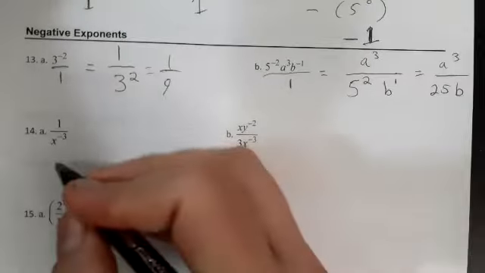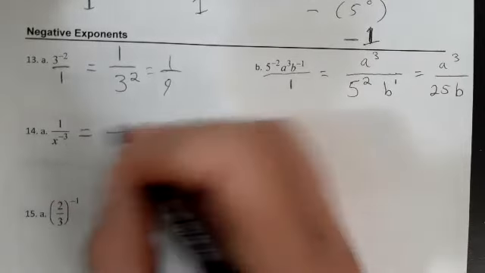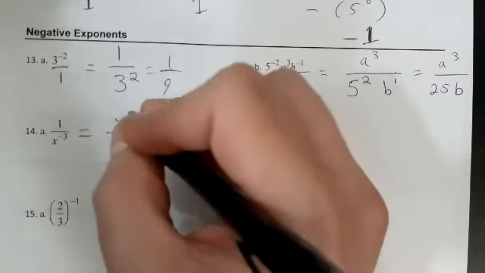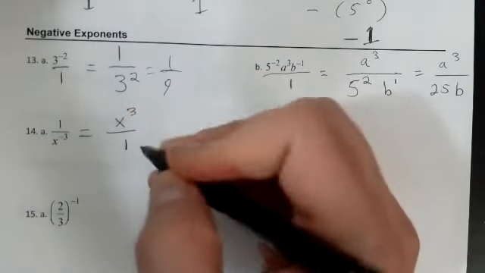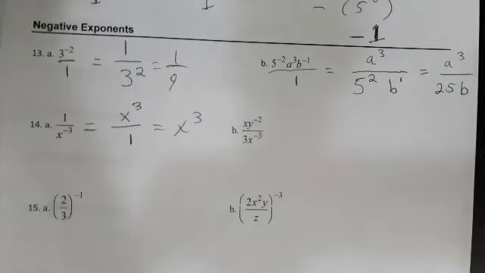I see 1 over x to the -3. So the rule with negative exponents is they get flipped. So x to the -3 gets flipped to the top. It becomes positive 3. This is all over 1. So x to the third over 1, we can just say this is x to the third.